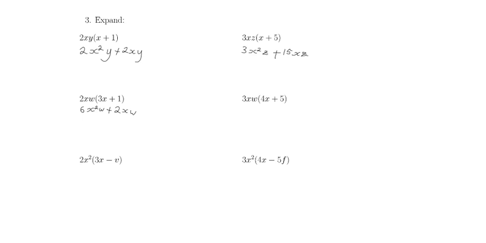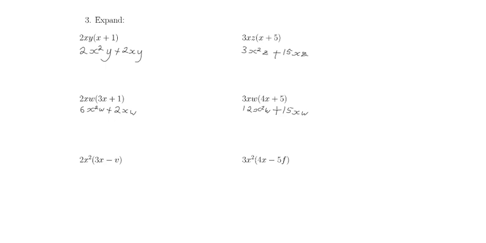3 times 4 is 12. xw multiplied by x gives x squared w. 3xw multiplied by 5 is going to give us 15xw. We have addition here, so we'll keep that, and the answer is 12x squared w add 15xw.